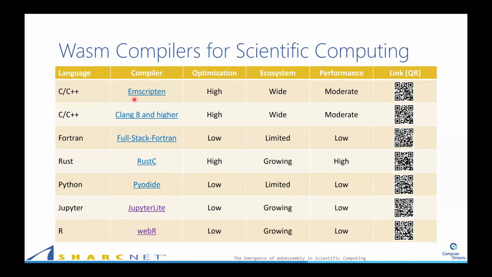This table summarizes some of the compilers for common languages in scientific computing that support Wasm as a target. As you can see, you get the best performance with the Rust compiler. It's even more efficient than C and C++. And another thing is that starting from version 8, Clang supports directly producing code for Wasm.